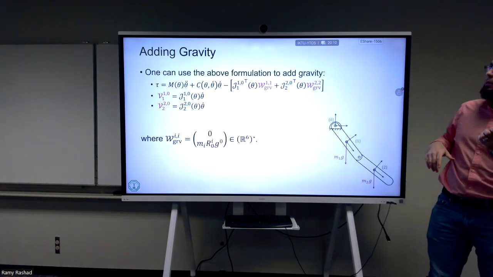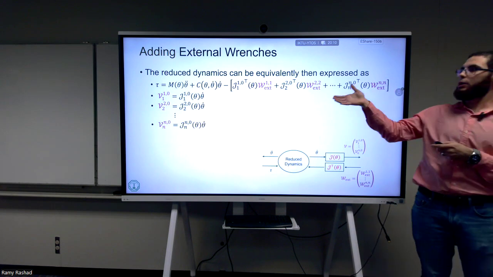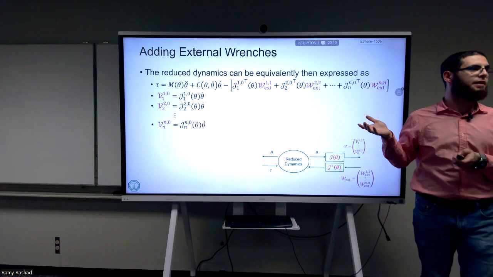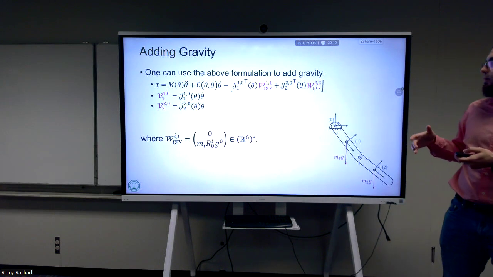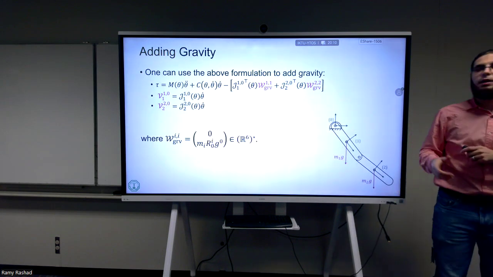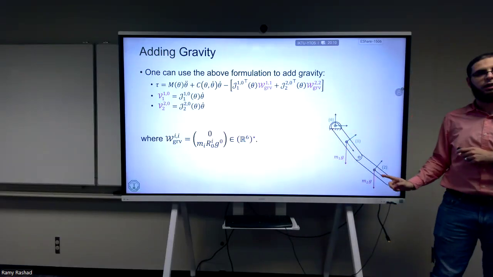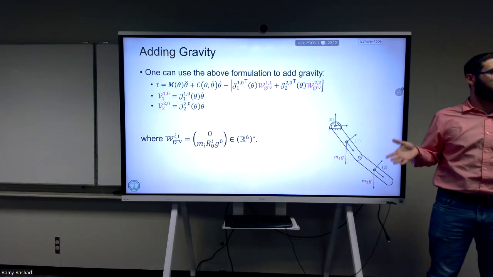Let me show you. Let me give you an immediate example why this is important. How do we add gravity now? Gravity is simply an external wrench on link 1, another external wrench on link 2, another external wrench on link 3, and so on and so forth.